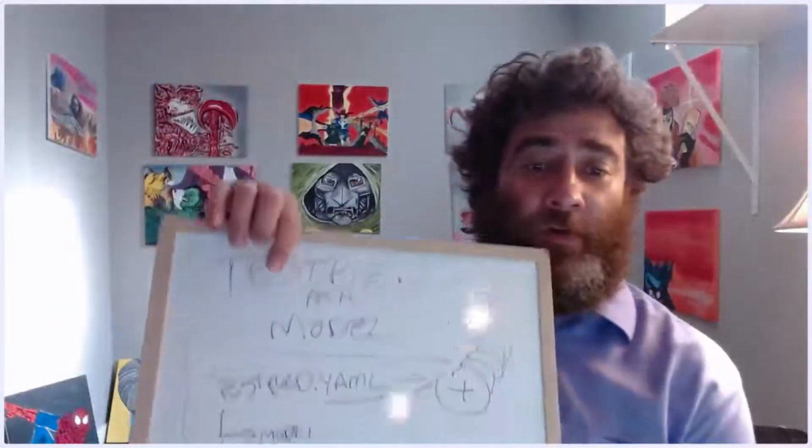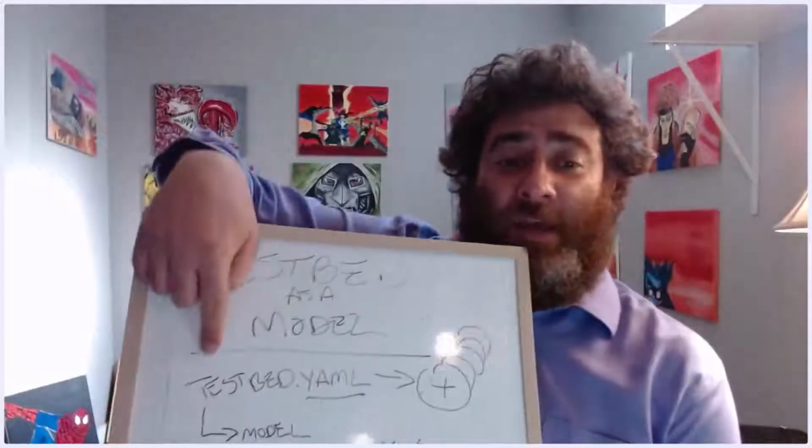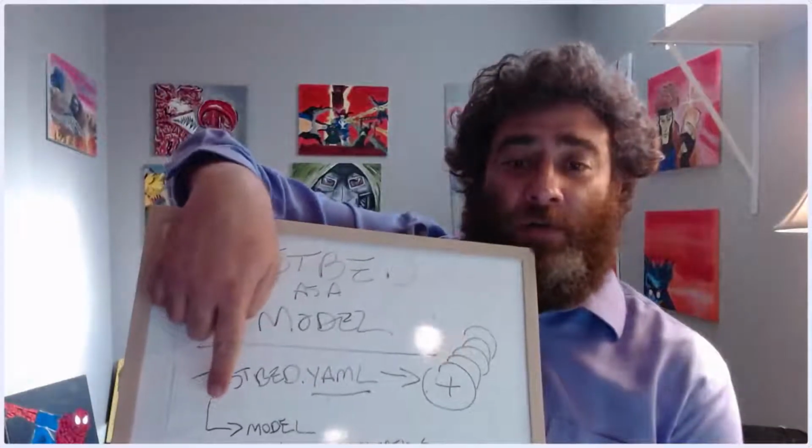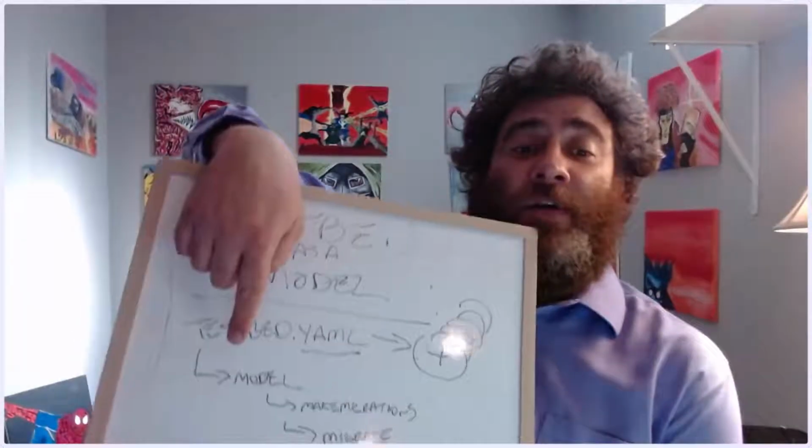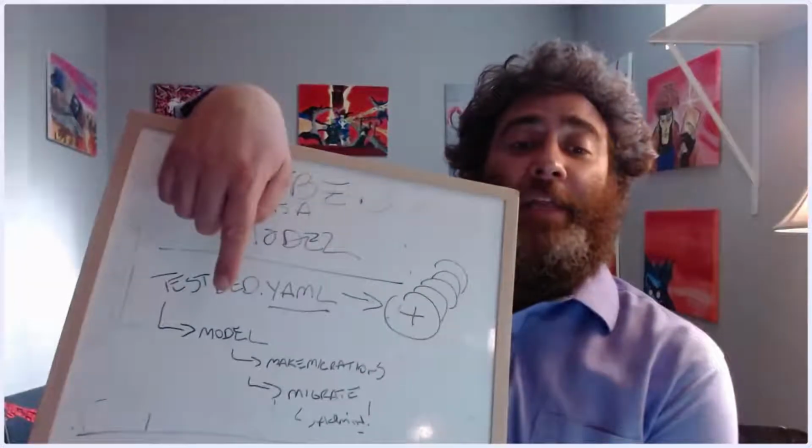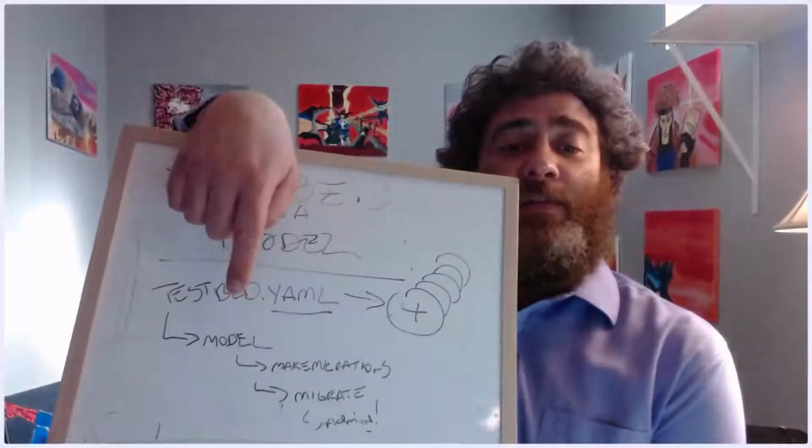Hey everybody, let's try to go YAML free. If you watched the previous video, I have the whiteboard and what I'm trying to describe here. Where we're at is in this very first step of taking what's in the testbed and moving it into a model. Then we're going to make the migrations, migrate, and bring it into the admin panel. So this is where we're going to start.